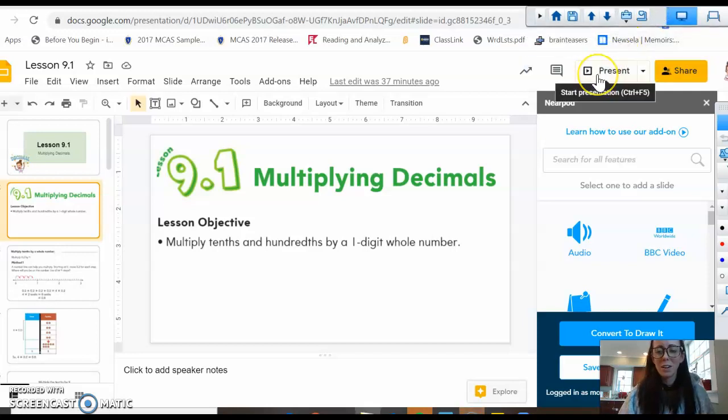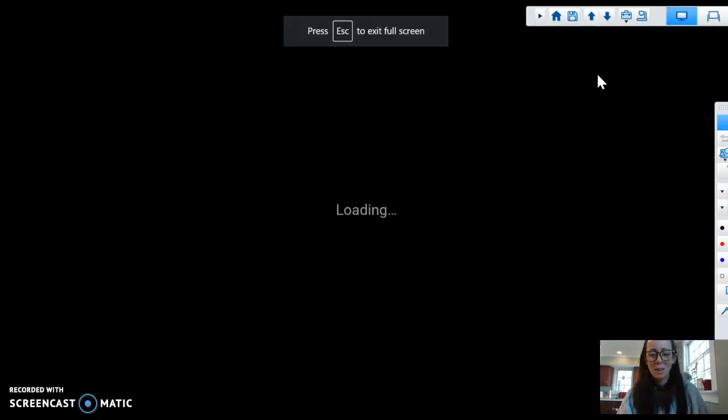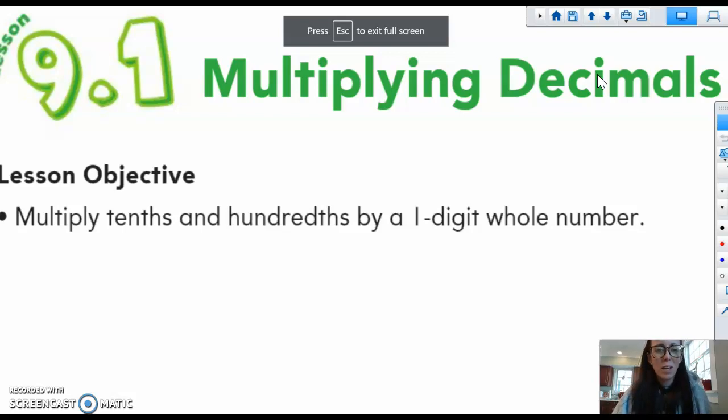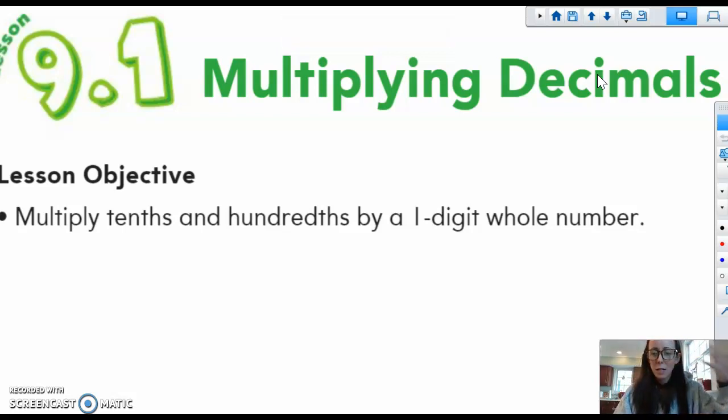Hi everyone. So we are moving into chapter 9. Chapter 9, we are going to be working a lot more with decimals, except now we are going to be learning how to multiply and divide decimals. So today our goal, we are going to multiply tenths and hundredths by a one-digit whole number.